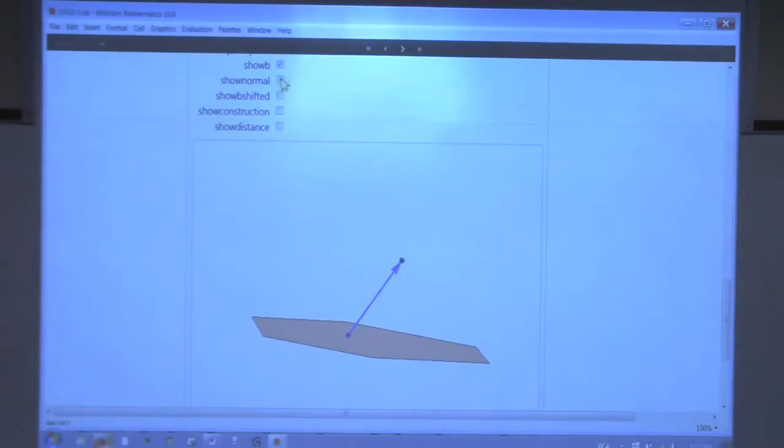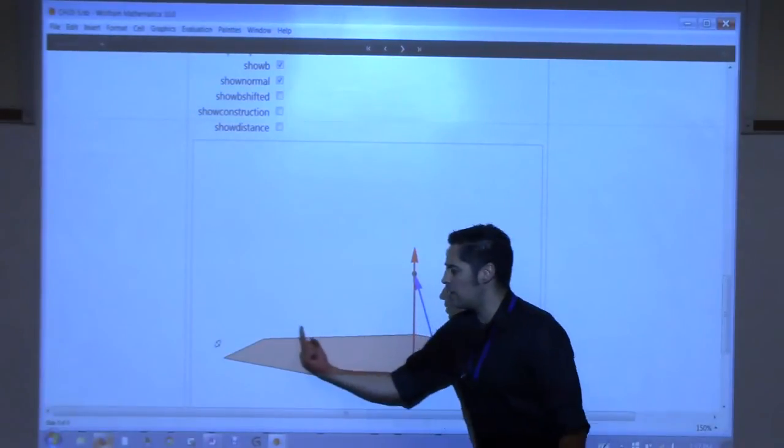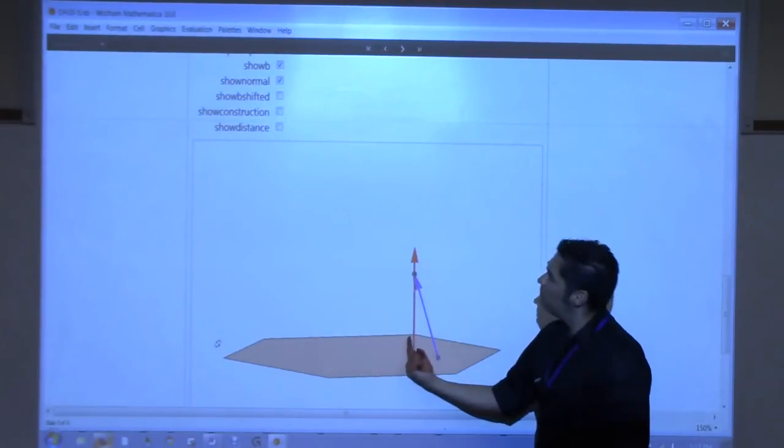Now, we're going to just look at and investigate the normal vector of the plane. The normal vector of the plane would be perpendicular to the plane, right? And it's a vector, so it can be moved around. I'm going to move it like this.